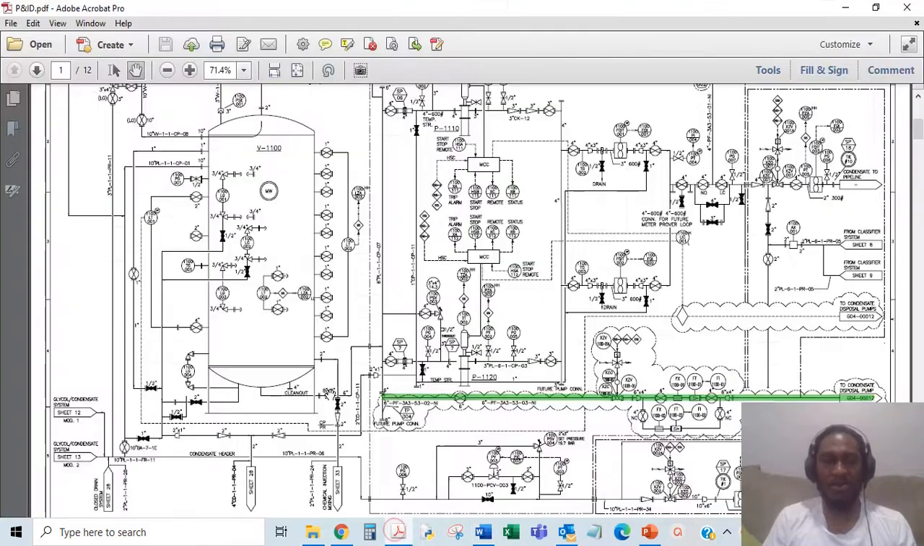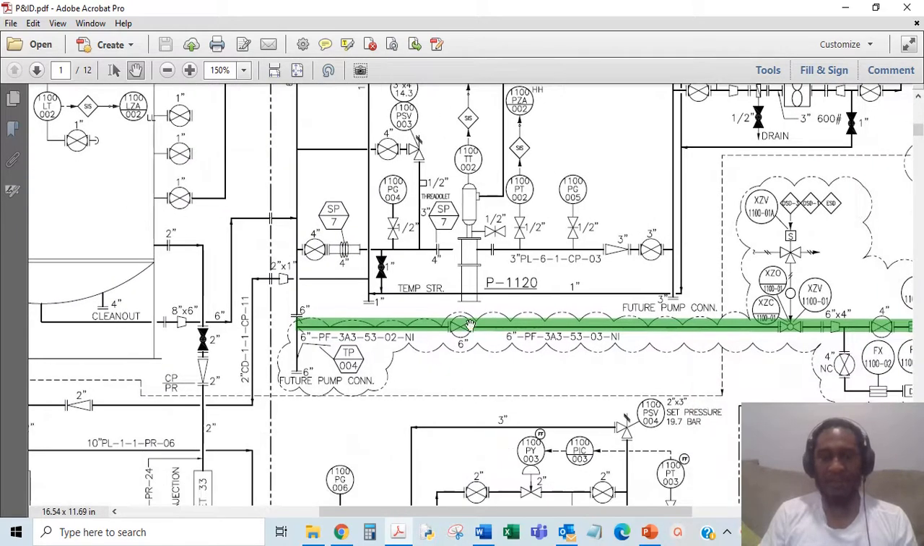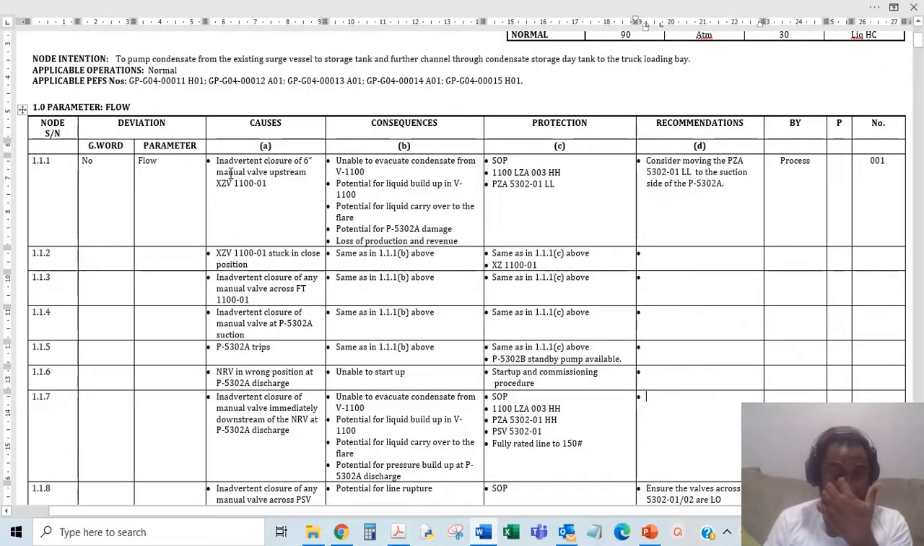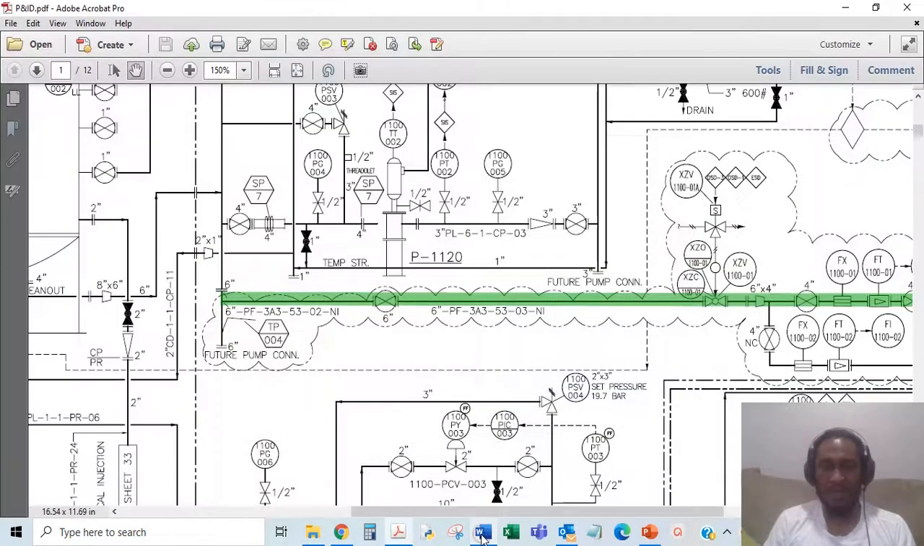So the first is, look at this. This is the first deviation: inadvertently closing this 6-inch manual valve upstream of the exit XZV 110001. So that's your first deviation. You write that here: inadvertent closure of 6-inch manual valve upstream XZV. That's a shutdown valve, XZV 110001. So look here. So this is that valve.